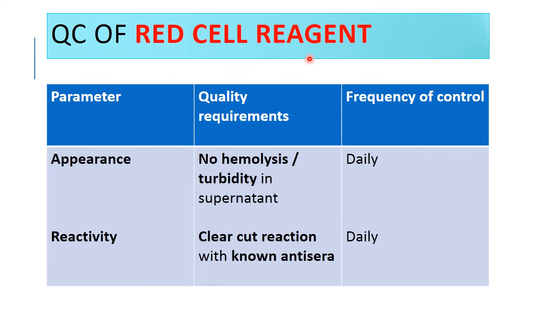Quality control of red cell reagents. Here also, on a daily basis, you have to check the appearance, whether there is hemolysis or turbidity in the supernatant. Hemolysis with respect to the cells and turbidity in the supernatant. Reactivity, that is, clear-cut reactions with the known antisera, should be seen. So it is checked on a daily basis.